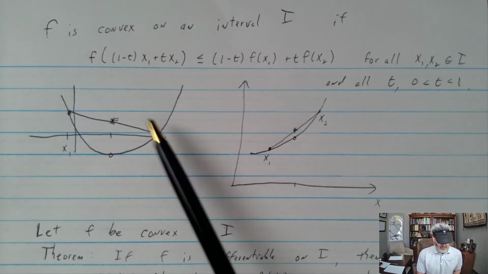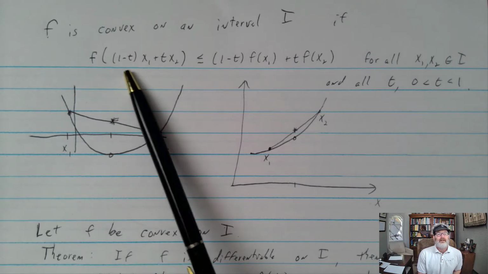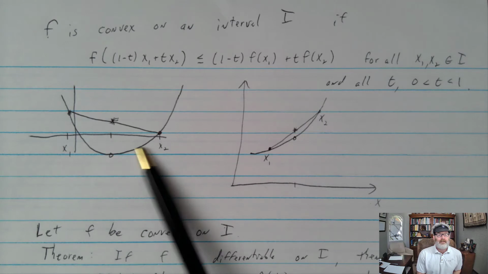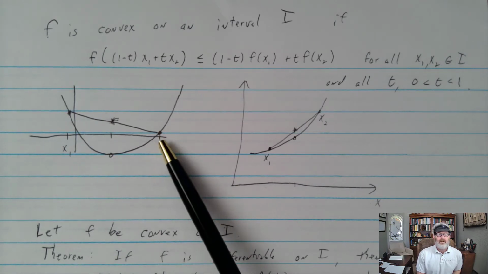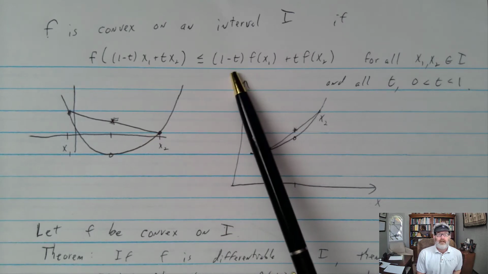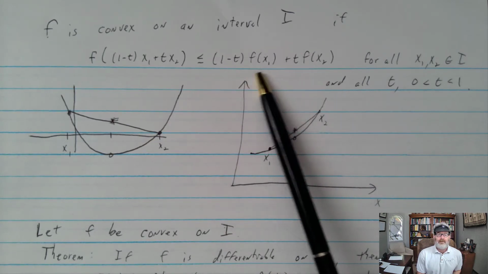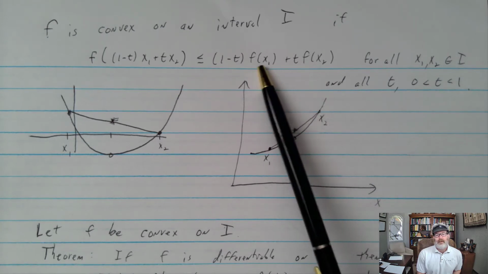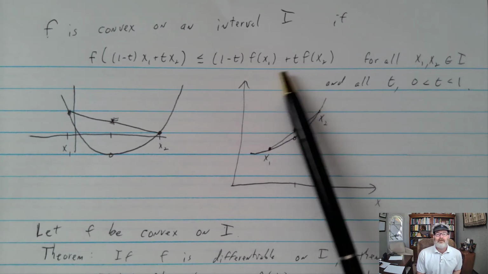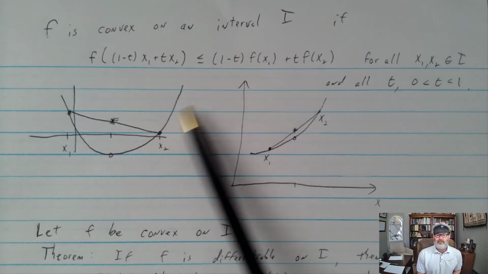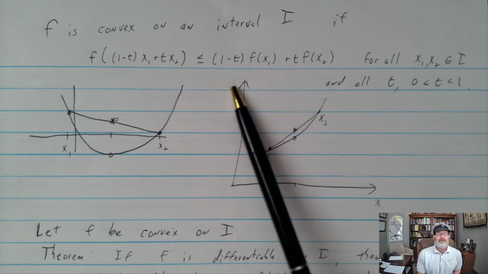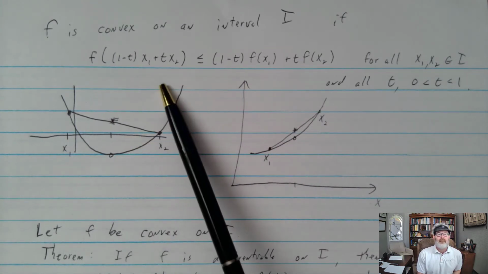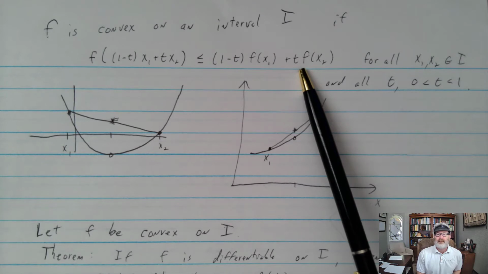Mathematically, what that means is f evaluated at any point in between x1 and x2 will always be below the y value connecting those endpoints. And so this is the way to get the y value of this line segment. So the y values go from f of x1 to f of x2. So this is our definition of convexity.